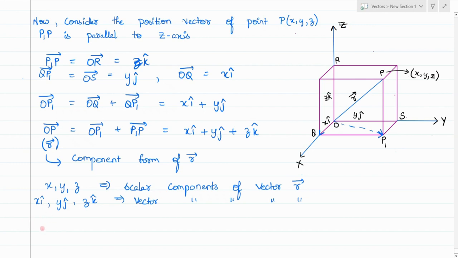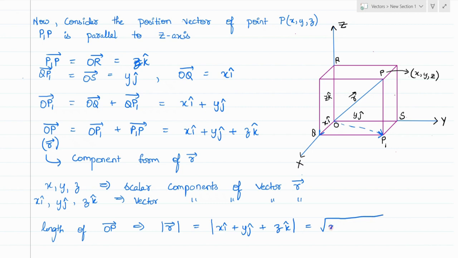So how to find the length of this vector? The length of OP vector is nothing but its magnitude. So it becomes the modulus of x i cap plus y j cap plus z k cap, which can be written as the square root of x squared plus y squared plus z squared. So this is the component form of the vector, and this is the length of the r vector.